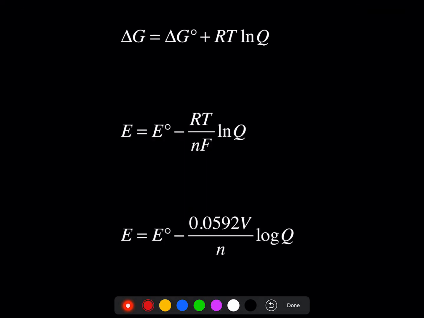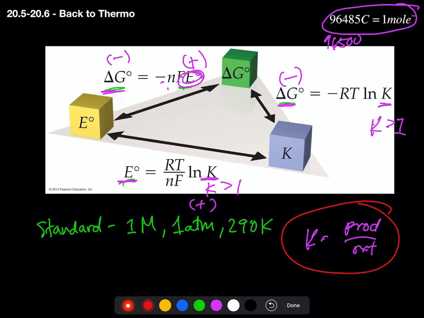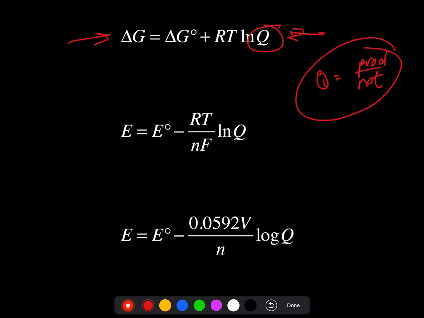So if we look here, now we can talk about non-standard conditions. This goes back to chapter 5 and 19, where we talked about calculating delta G away from standard conditions by using Q instead of K, where Q is an instantaneous snapshot of my concentrations. Q is the same principle where we have products over reactants, but it's at whatever point in time we happen to be, where K is always going to be equilibrium. That is the concentration at equilibrium. This is the concentration wherever we happen to be right now.